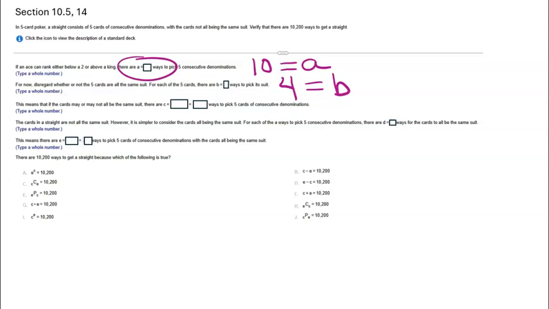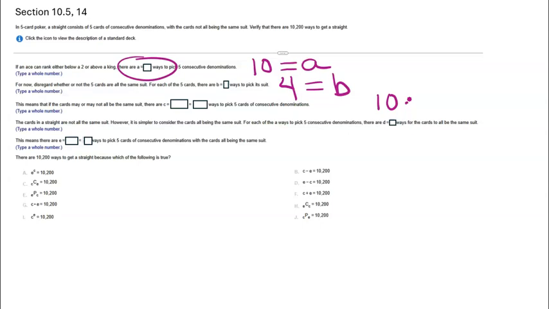Now, next, it says this means if the cards may not all be the same suit, there are C equals, and then there's a blank, equals another blank. So they're wanting us to use variables here. Now let's think about this. We have that 10 to start with. So there are 10 ways, first of all, to create those lists of 5 cards in order. And then for each of those 5 cards, there's 4 ways to pick the suit that it comes from.